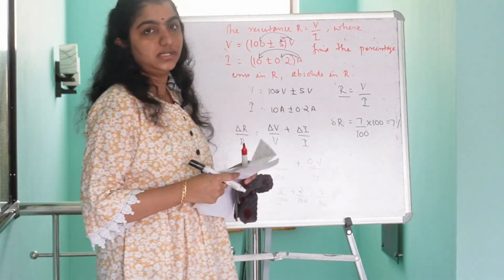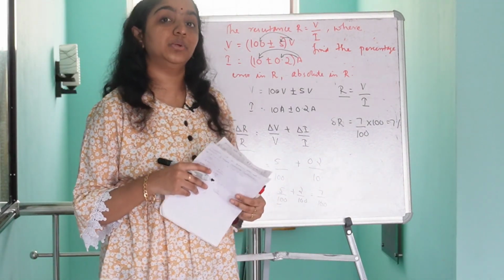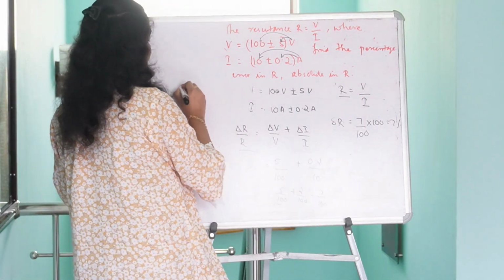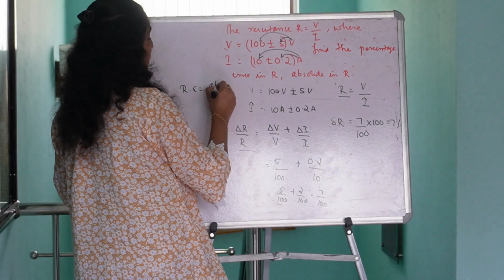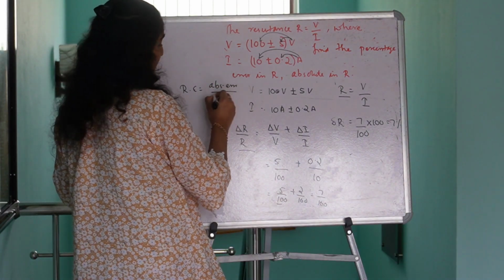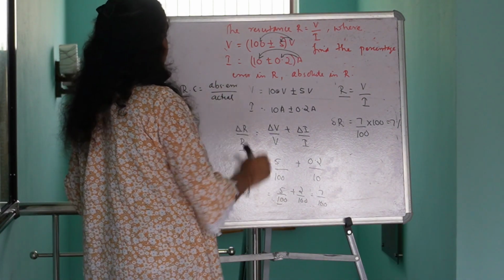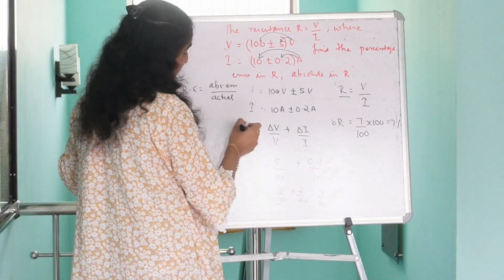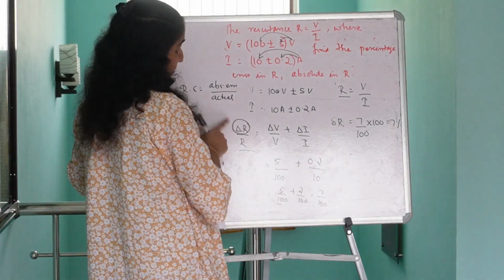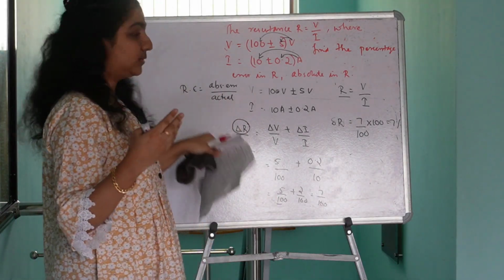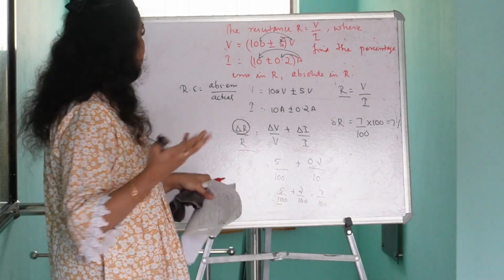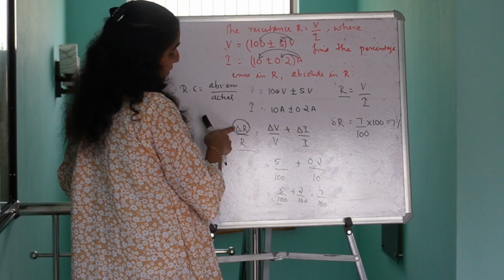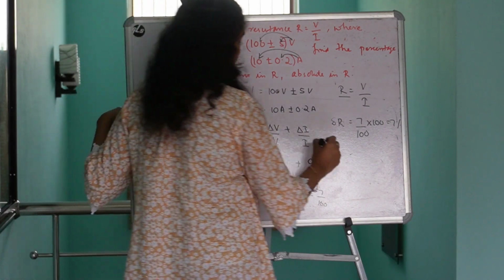Now the next question is to calculate the absolute error in R. How do you calculate the absolute error in R? We know relative error is equal to absolute error divided by actual value. Here del R is the absolute error and R is the actual value. Here actually I have to find what del R is equal to.